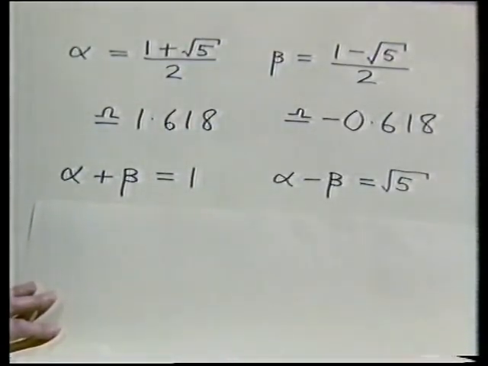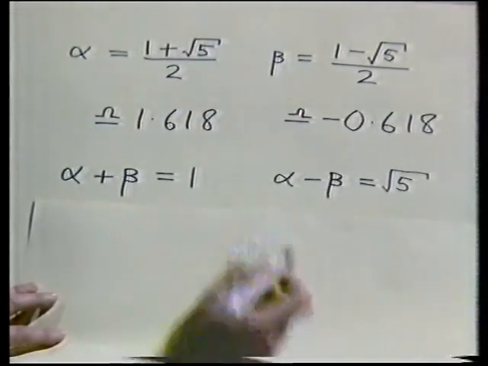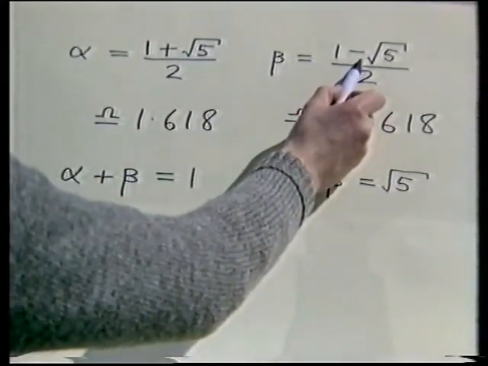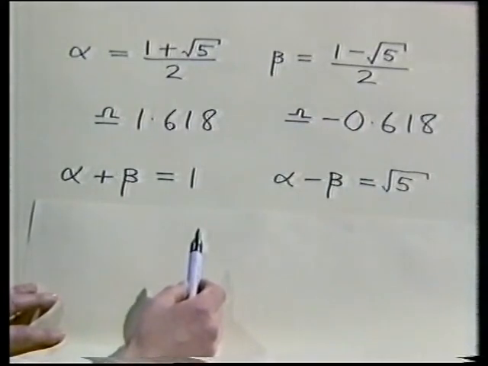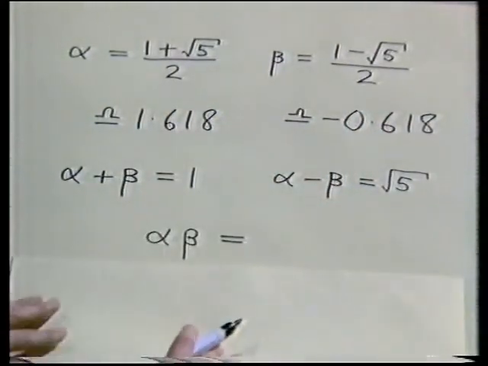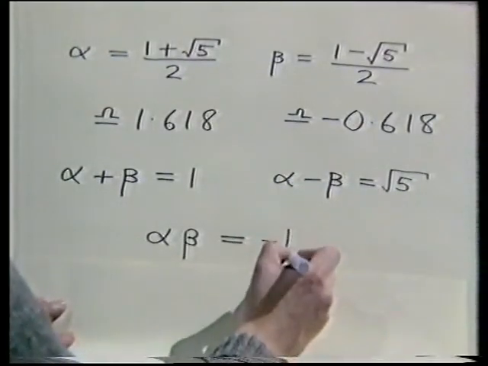But the numbers alpha and beta have another interesting property. Let's see what happens if we multiply them together. Well, 1 plus root 5 times 1 minus root 5 is 1 minus 5, and that's minus 4. And 2 times 2 is 4. So alpha beta is equal to minus 1. So now we found the eigenvalues and some properties of them. What we want to do is to find the equations of the eigenlines.